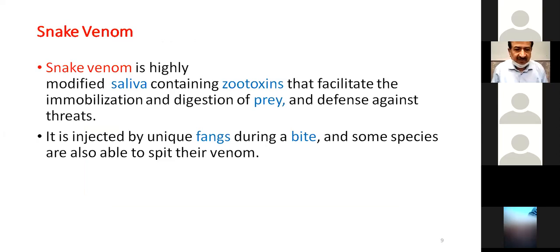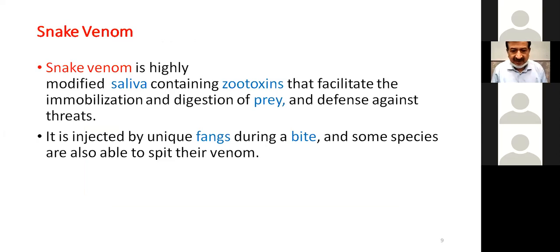Snake venom. What is snake venom? Snake venom is highly modified saliva containing toxins that facilitate the immobilization and digestion of the prey and defense against threats. It is injected by the fangs during a bite, and some snakes are also able to spread their venom.